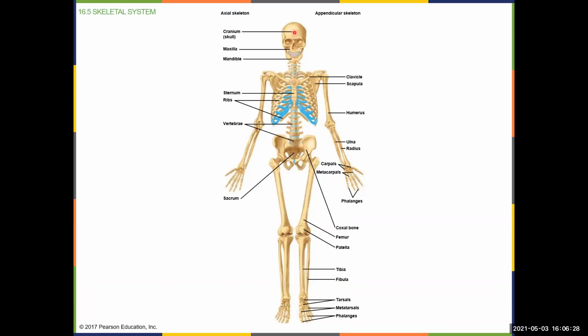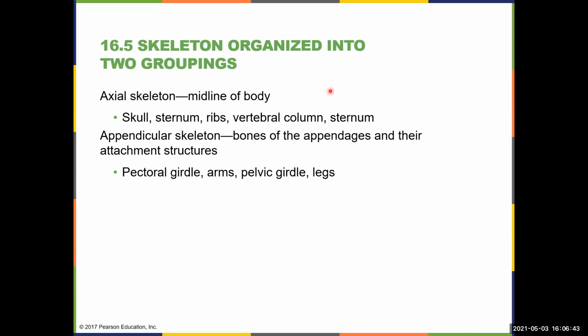And so, yeah, that's your axial skeleton. Then your appendicular skeleton is all of the other bones. So all of the bones in the appendages and what attaches those appendages to the axial region. And so we kind of have that summarized for you here.